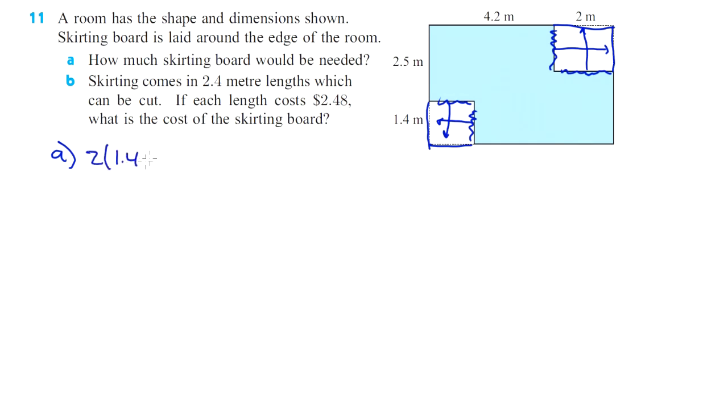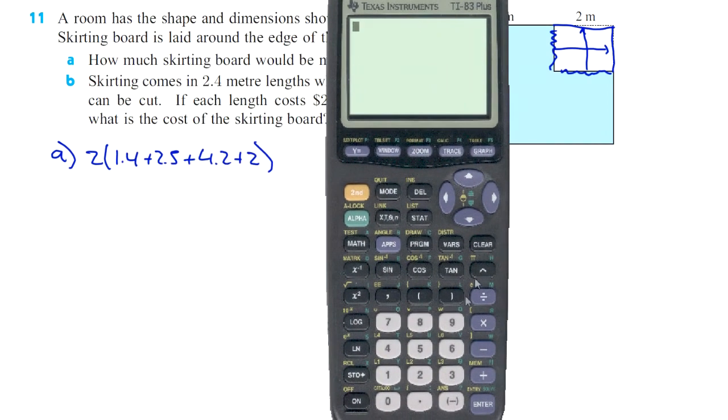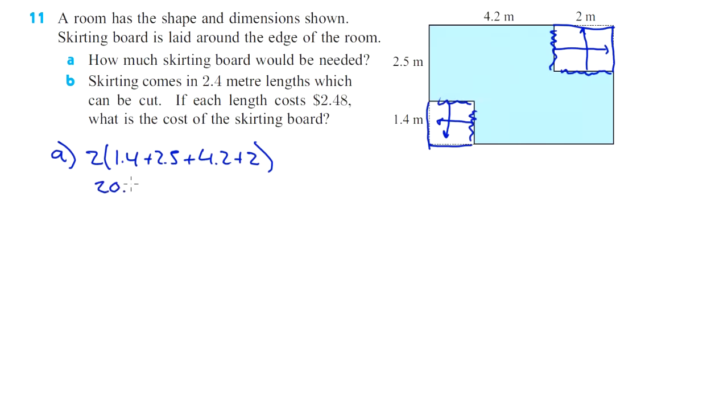Okay, so for A, it's just going to be twice 1.4 plus 2.5 for this side, so you got two of those, and then you also have 4.2 plus 2 for this side, and you've got the second one for this side. So we add these all up and then we double it because we've got two of those. Okay, so let's figure out what that gives us. Let's just do the inside, then we'll multiply our answer by 2. 1.4 plus 2.5 plus 4.2 plus 2 gives us 10.1. Multiply that by 2 and we get 20.2. 20.2 meters of skirting board needed.